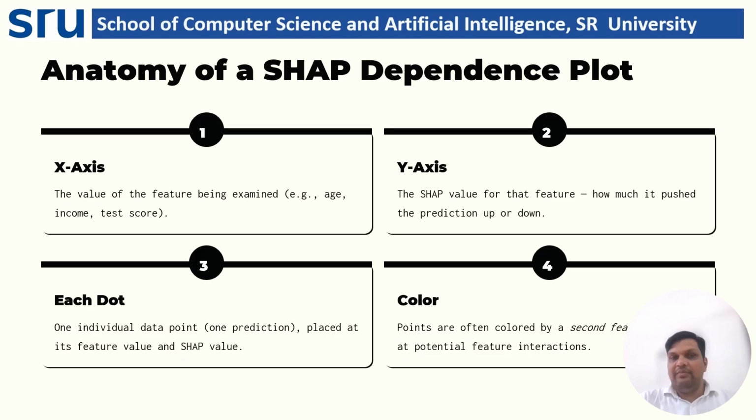Anatomy of a SHAP dependence plot. X-axis: the value of the feature being examined, for example age, income, test score. Y-axis: the SHAP values for that feature, how much it pushes the prediction up or down. Each dot is one individual's data point, one prediction, placed at its feature value and SHAP value. Colors: points are often colored by a second feature to hint at potential feature interactions.